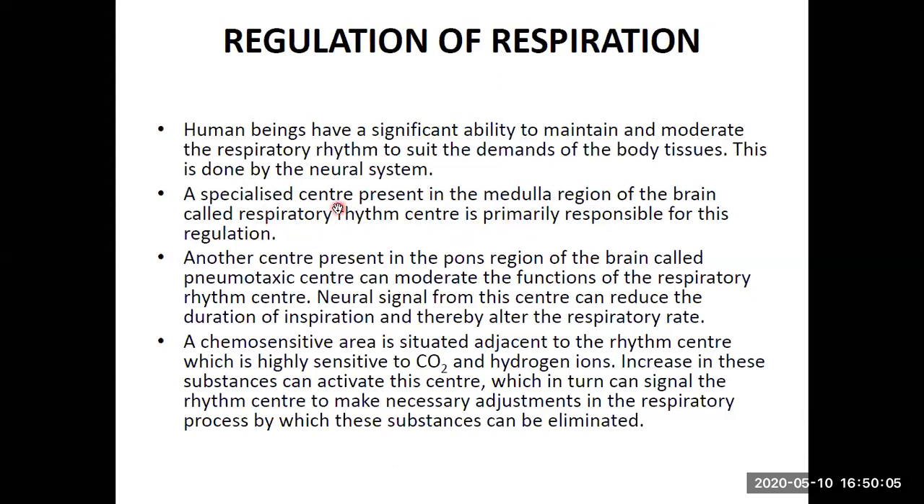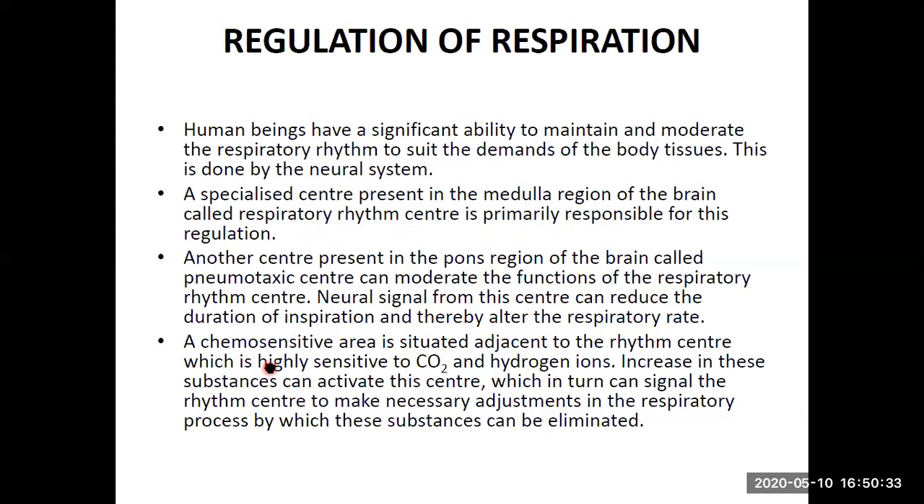This is done with the help of special centers which are present in the medulla and pons. In the medulla, the respiratory rhythmic centers are primarily responsible, and the second center is situated in the pons, known as the pneumotaxic center. It gives the signal to the rhythmic center in the medulla to change the rhythm, and it reduces the duration of inspiration, and we breathe faster. In this way we can alter the respiratory rate.